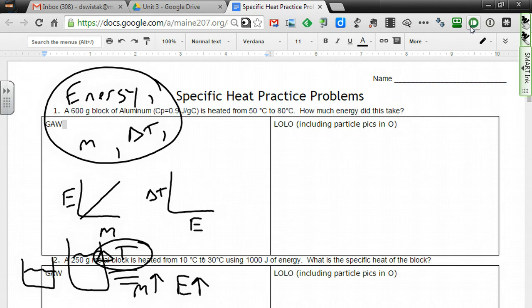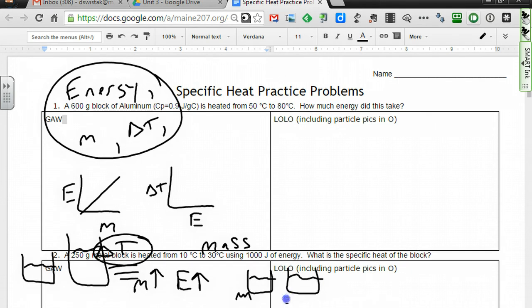Energy and change in temperature. If I have the same mass, so this time I have two pots that are exactly the same size, and I add more energy, a little flame under this one, a big flame under that one, then I would expect more of a change in temperature, but only if the mass is constant. And those constants are what you have to think about.